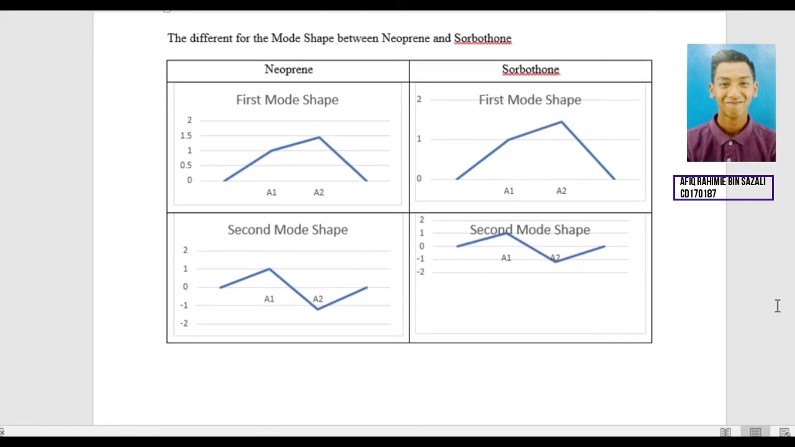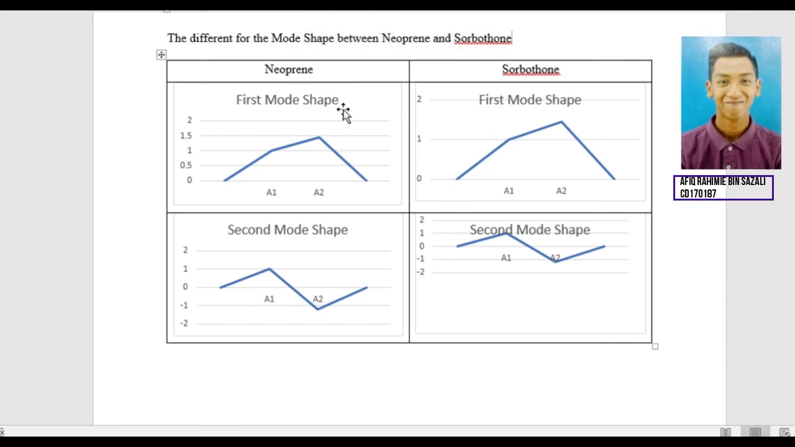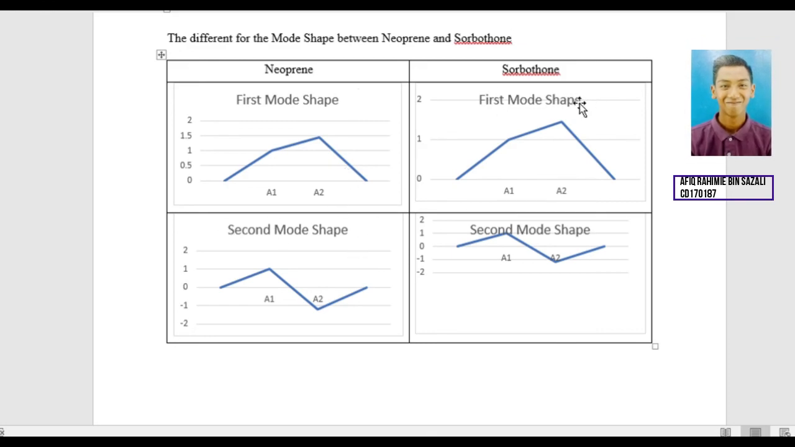As you can see, there is still a little bit of difference between the lowest and highest, same as the neoprene. Next, we see the difference between mode shapes for neoprene and Sorbothane. The differences between the mode shapes are as shown. And as you can see again, there are two values, the first mode shape and the second mode shape.